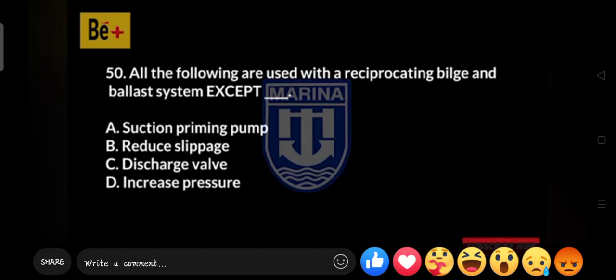All the following are used with the reciprocating bilge and ballast system except A. Suction priming pump. B. Reduce slippage. C. Discharge valve. D. Increase pressure. The answer is A. Suction priming pump.